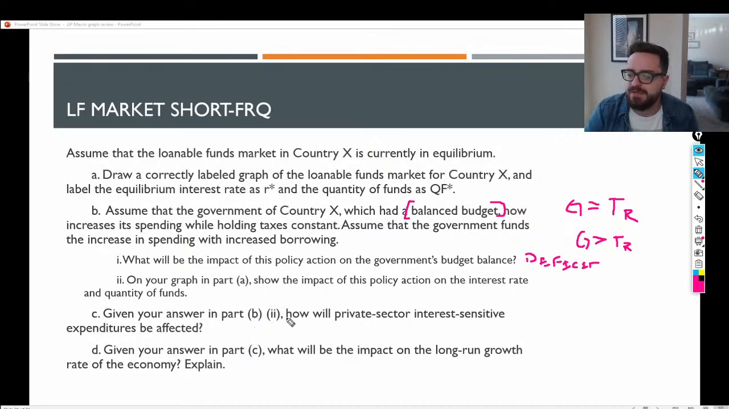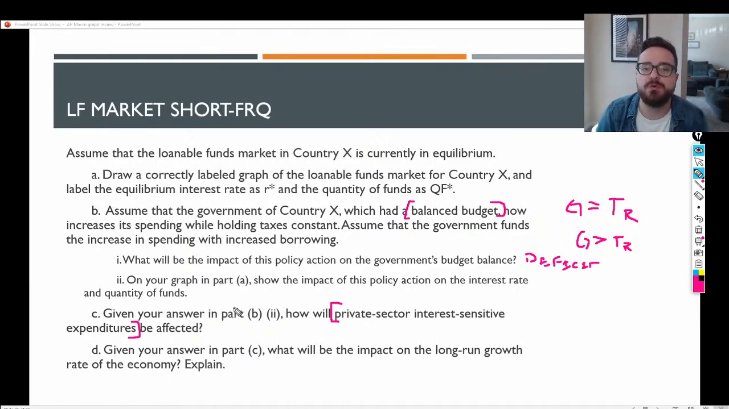Given your answer in part B2, how will private sector interest-sensitive expenditures be affected? Private sector means like businesses. Interest-sensitive expenditures means spending tied to interest rates. So business spending that is tied to interest rates is investment spending. This is just a hilariously fancy way of saying investment spending.